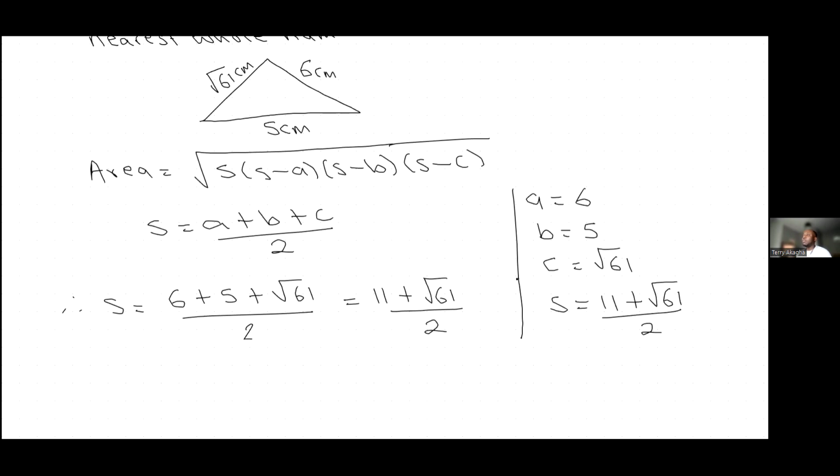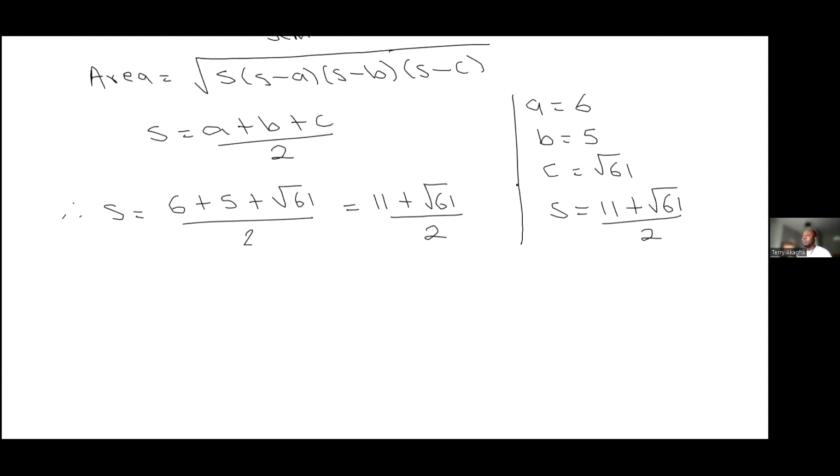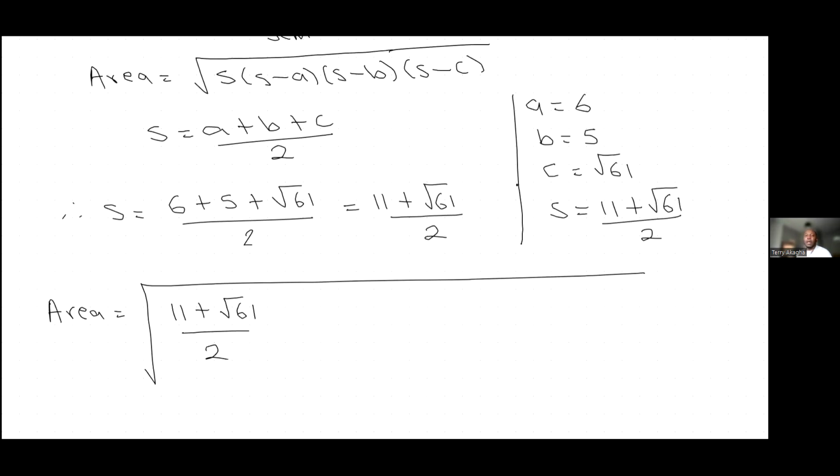So now we can put it in the formula. The area will be equal to the square root of S, and our S is what? (11 plus square root of 61) divided by 2, into brackets. S minus A, so it's going to be (11 plus square root of 61) divided by 2 minus, what is the A? The A here is 6, multiplied by the S again, which is (11 plus square root of 61) divided by 2 minus the B, which is 5.